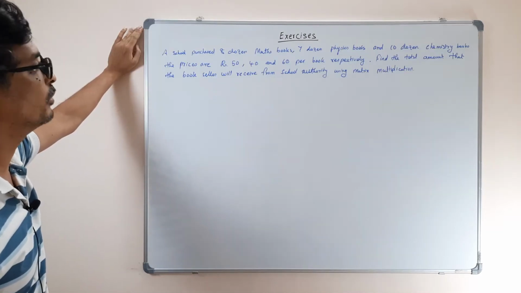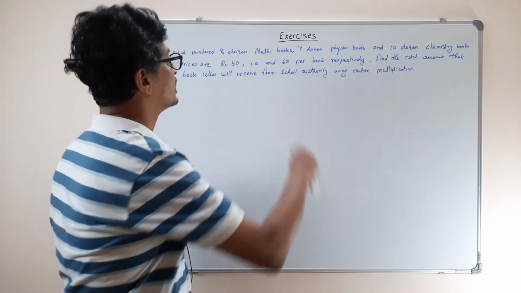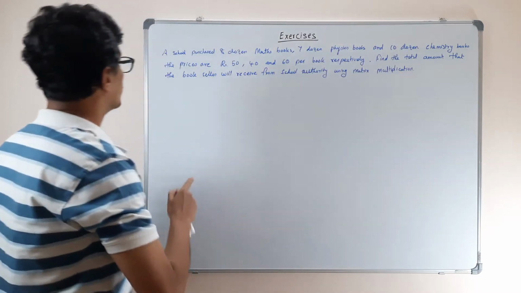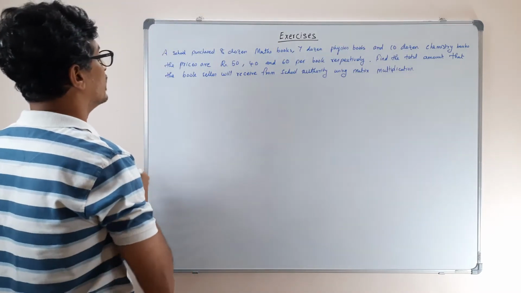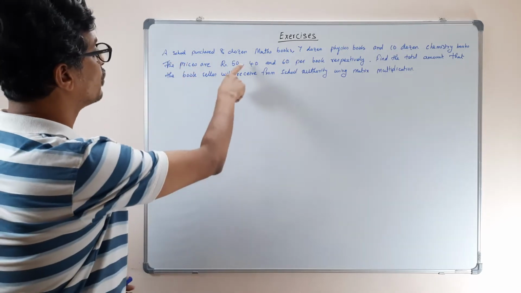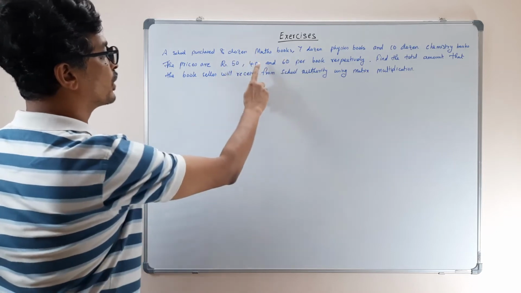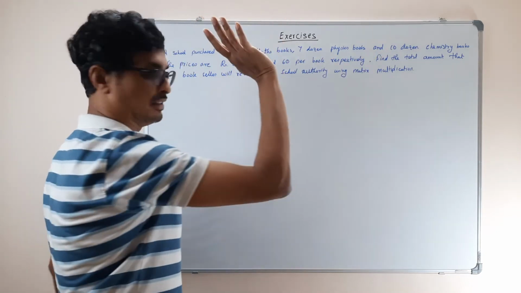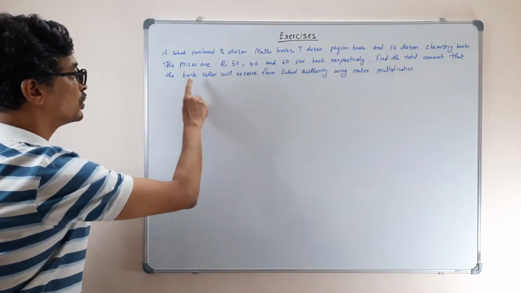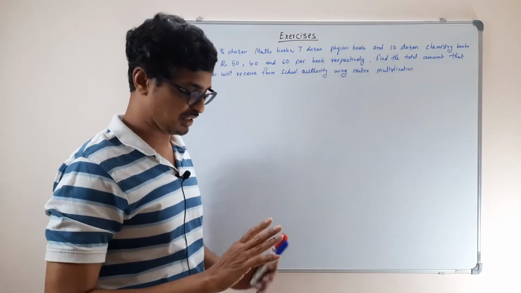Let us do this problem. A school purchased 8 dozen maths books, 7 dozen physics books and 10 dozen chemistry books. The prices are rupees 50, rupees 40 and rupees 60. That means maths book is 50, physics book is 40 and chemistry book is 60. Find the total amount that the bookseller will receive from the school authority using matrix multiplication.